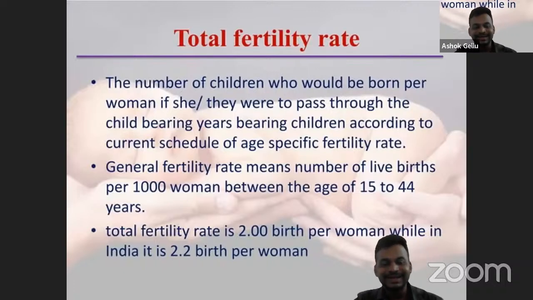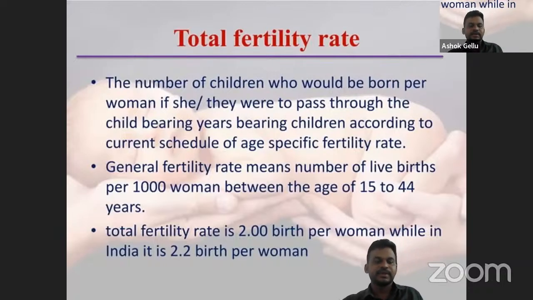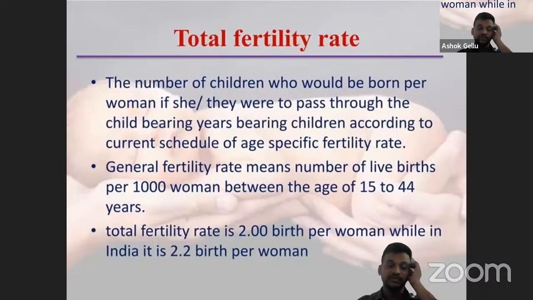Total fertility rate: the number of children who would be born per woman if they were to pass through the childbearing years bearing children according to the current schedule of age-specific fertility rates. General fertility rate means the number of live births per thousand women between the ages of 15 to 44 years. Total fertility rate is 2 births per woman, while in India it is 2.2 births per woman.